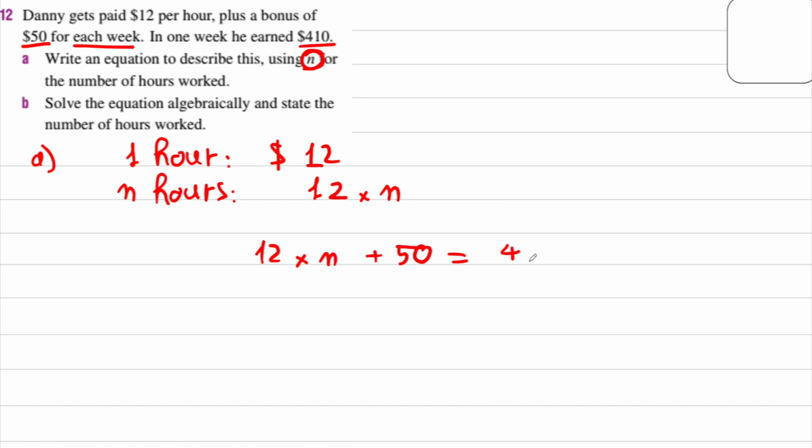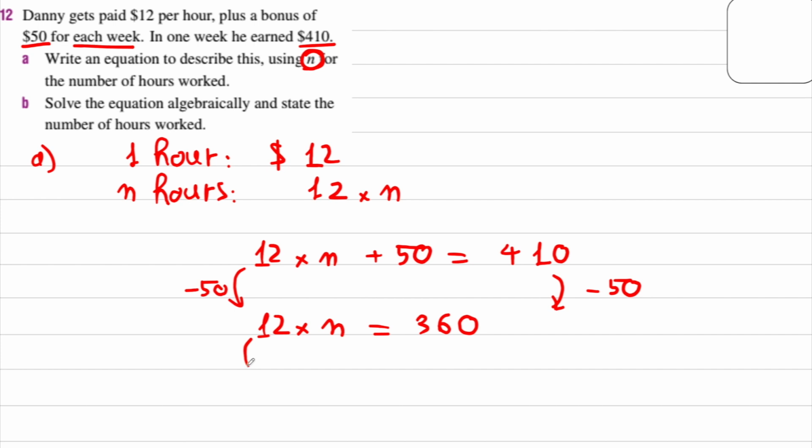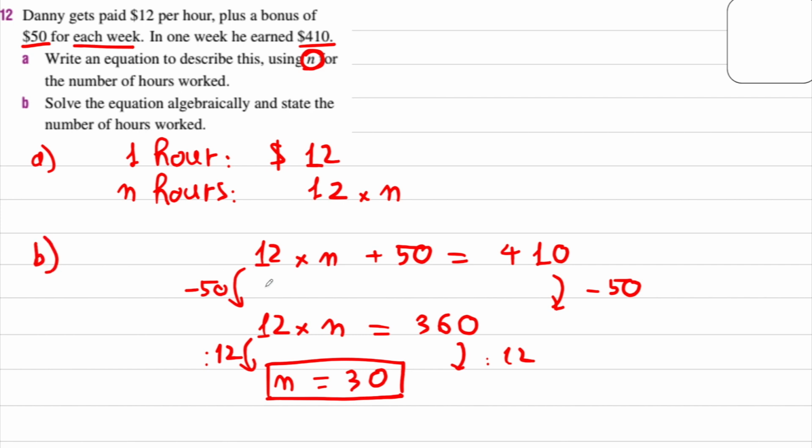After that, you got 410, and then you minus 50 on both sides. 12 times n equals 360. Divide by 12, so n equals 30. n equals 30. Okay, we finished this one. This is the way of working out and solving this equation. Question 12 is quite easy, right?